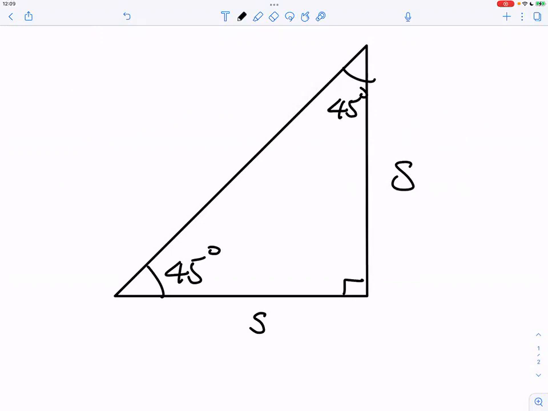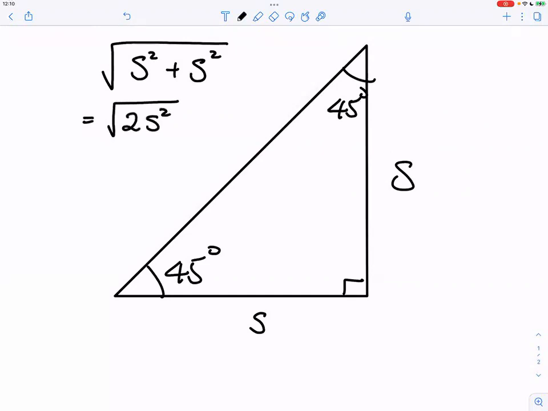And how do you figure out the hypotenuse? Your good old Pythagorean theorem. A squared plus B squared equals C squared. Since A and B are both S, you have S squared plus S squared. To find out C, you gotta take a square root. So that's why you have square root of 2S squared. And that's why you have S root 2. So we label this S root 2.